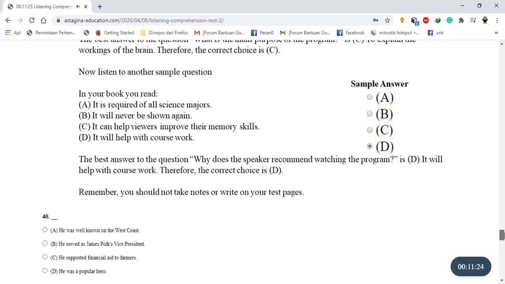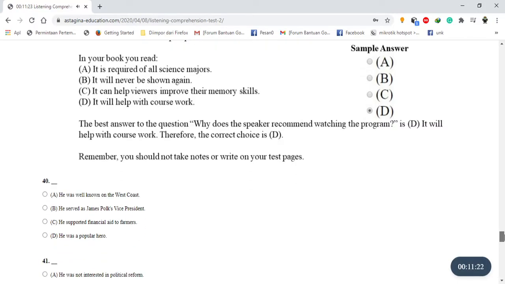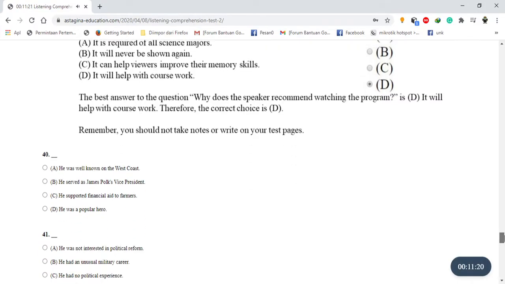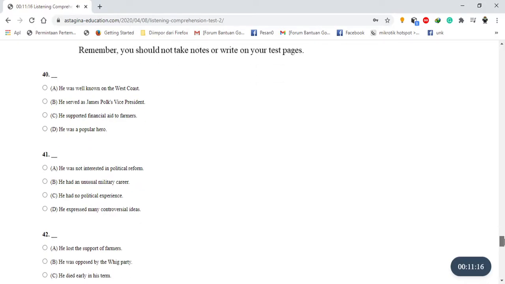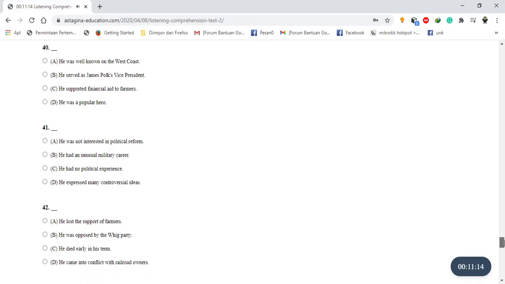Remember, you should not take notes or write on your test pages. Go on to the next page. Now we will begin Part C with the first talk.